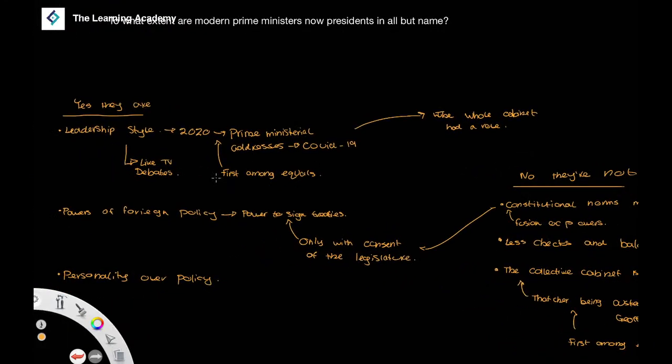Okay, I think most of the time you would make the argument that generally, no, they're not presidents in all but name. There are some different ways in which their leadership style has changed, in which the media puts more attention towards personality over policy arguments and stuff like that. But in terms of the actual constitutional norms, the way the cabinet operates and the way in which the cabinet can oust a prime minister if they're doing a bad job, for example, it shows that prime ministers are still very significantly prime ministers.